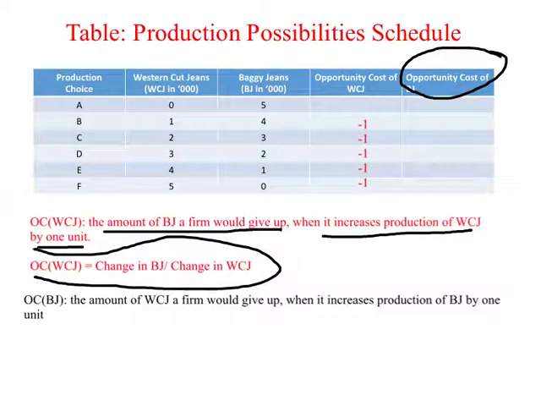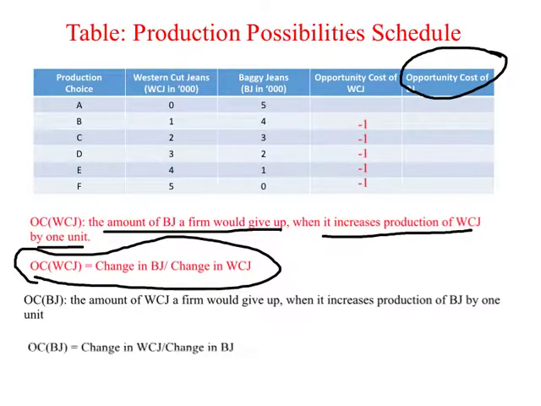Now we know in order to measure opportunity cost of Western cut jeans, we use this ratio, which is change in production of baggy jeans divided by change in production of Western cut jeans. So let us write opportunity cost of baggy jeans in terms of a ratio, and we know it will be change in Western cut jeans divided by change in baggy jeans. And here you have this ratio.